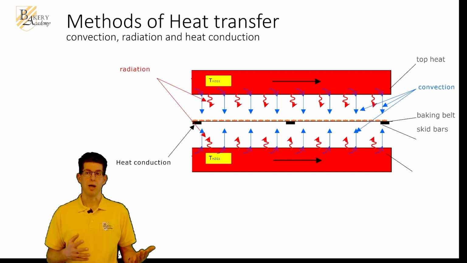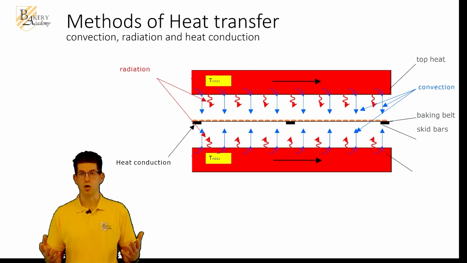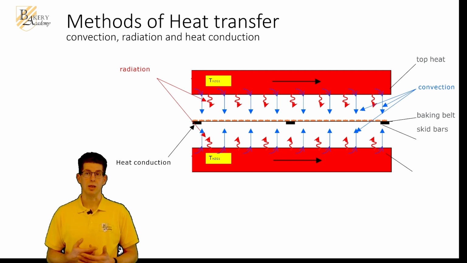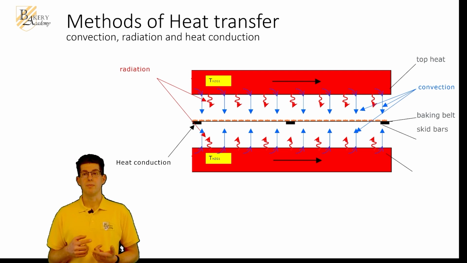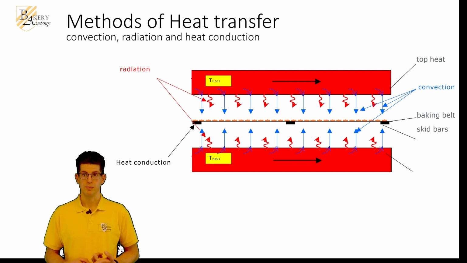Some, like the blue arrow, are more dominant when it's forced by a ventilator. This could be in a convection oven, direct or indirect heated, as we've seen, as well as radiation could come from direct gas-fired ovens, as well as cyclotherm ovens, having the tubes inside.